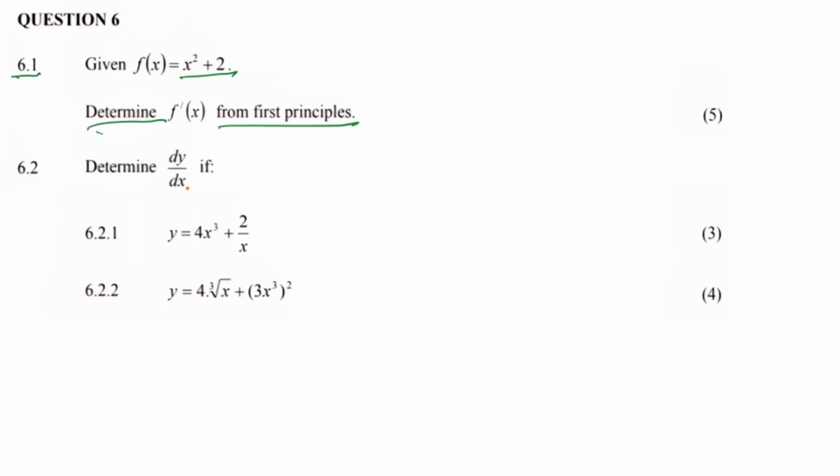6.2, determine dy over dx if y is equal to 4x cubed plus 2 over x. So what we can do here is to first write this in a very nice form. So we will have 4x cubed plus 2x to the power of negative 1. You rewrite this in a way that will allow you to differentiate it.